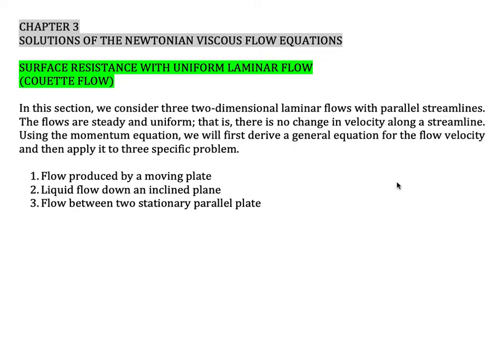form. Okay, we have two types of flow actually. One is Couette flow as shown in this slide, and another one is Poiseuille flow. I will explain that after this slide, after this session. Okay, so what is Couette flow? It is about surface resistance with uniform laminar flow.